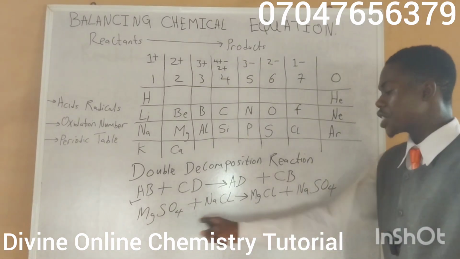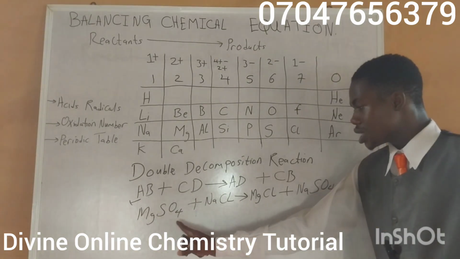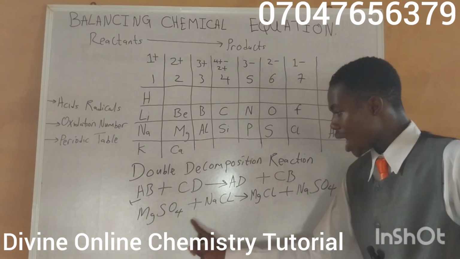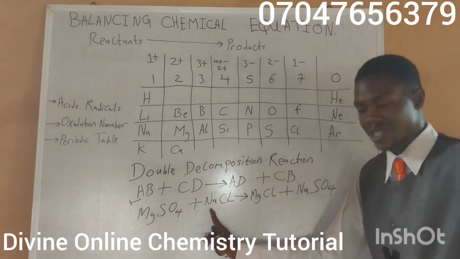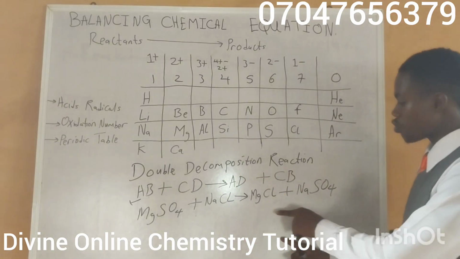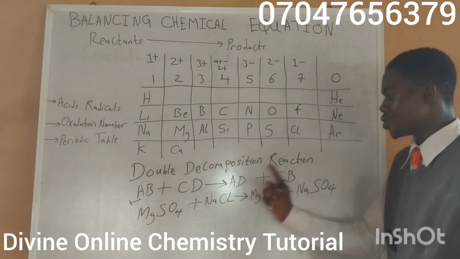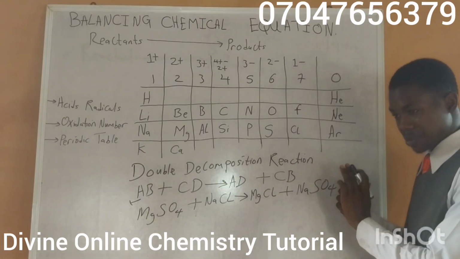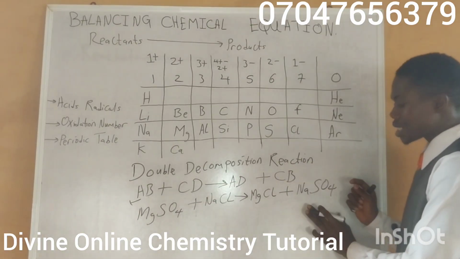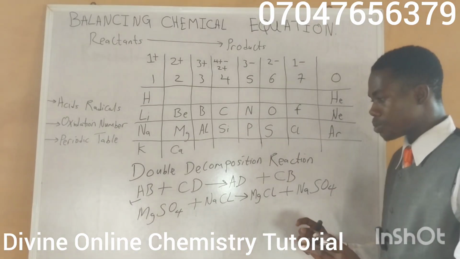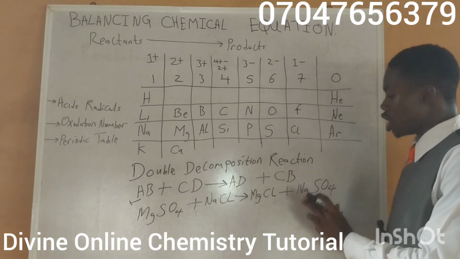There was exchange of radicals. So this Mg took Cl. So this Cl moved toward Mg, while this SO4 moved toward Na. Are you seeing it now? There was exchange of radicals for the product to be formed. So this is all about double decomposition reaction. Now this is the first step actually, for the product to be formed. Now the next step is to check, is the equation balanced? That's the next step, to check.